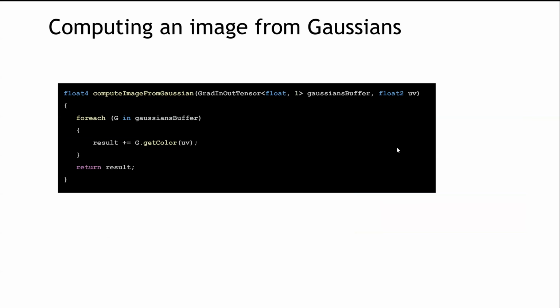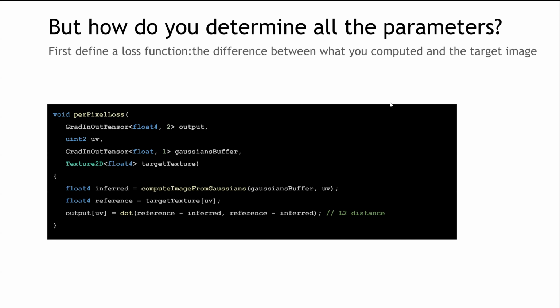Now, computing the value of all of the image's pixels from a set of existing Gaussians is easy enough. We just have to go through the list and accumulate all the color values at a particular pixel. This slide here is just pseudocode. I'll show you the real thing in a moment. But the question is, how do we figure out what all of the positions and the colors and the splattinesses need to be? So you can think of this as an optimization problem.